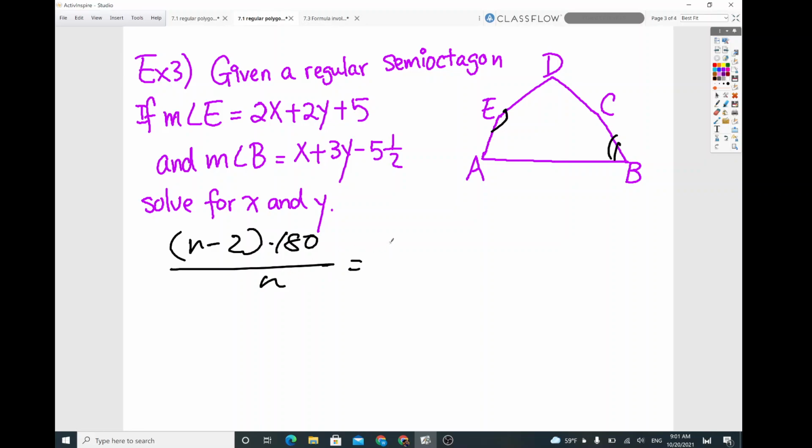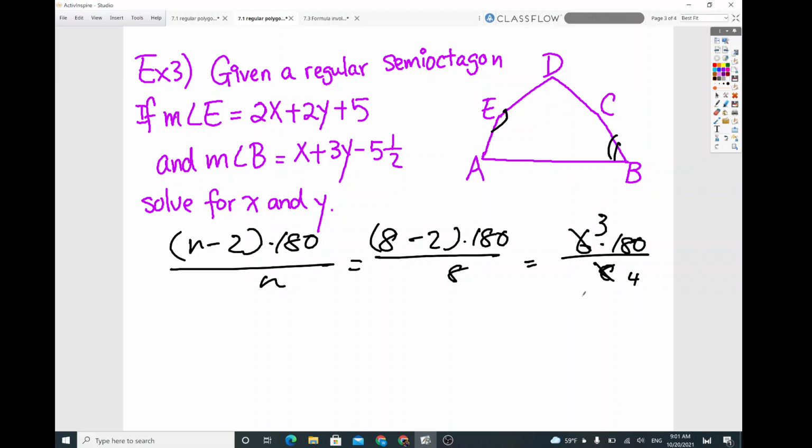So since we do know that it's a semi-octagon, let's start out with n equals 8, the original octagon. So (n minus 2) times 180 divided by 8. So we got 6 times 180 over 8. Before we multiply, we can always reduce. So 6 and 8 reduced down by 2, so it's 3 and 4. So 180 divided by 4, that's 45.